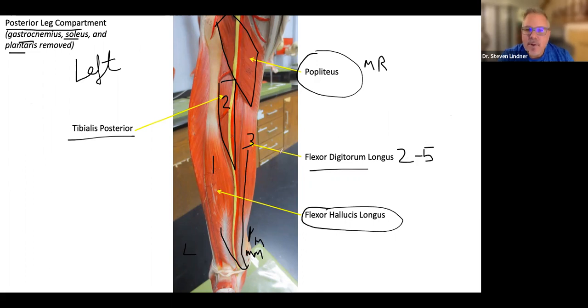Okay, so these are posterior muscles, but what they do is they come around, they go behind the medial malleolus, and they tuck right underneath the plantar surface of the foot and attach on the underneath side. Okay, that's kind of the visual here.